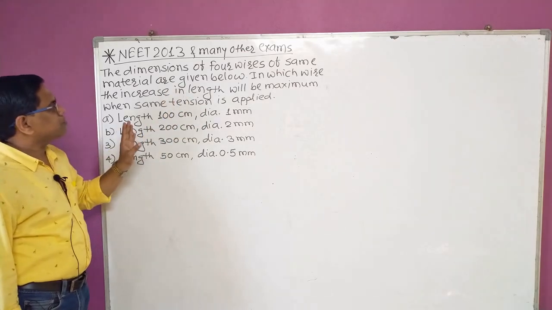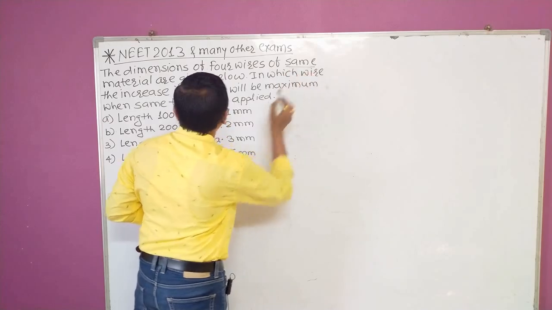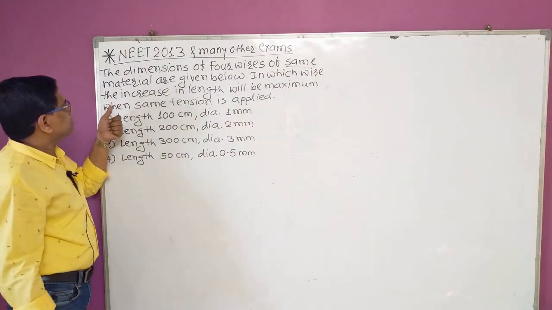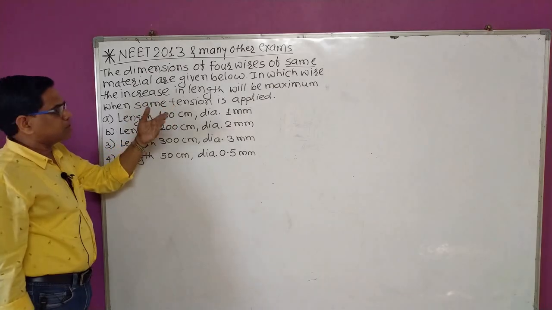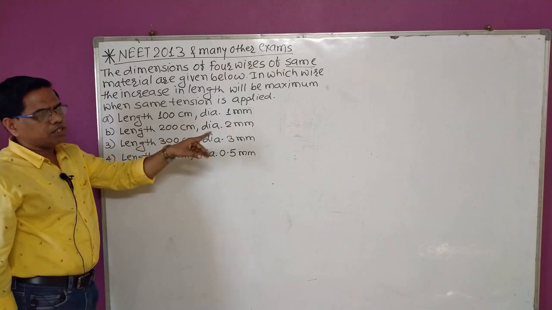तर आपल्याला 4 वेगवेगळ्या वायरचे डायमेन्शन्स दिलेले आहेत, ज्या चारही वायरचं मटेरियल सेम आहे, म्हणजेच यंग्स मॉड्युलस सेम आहे. In which wire the increase in length, that is elongation, will be maximum when the same tension is applied.